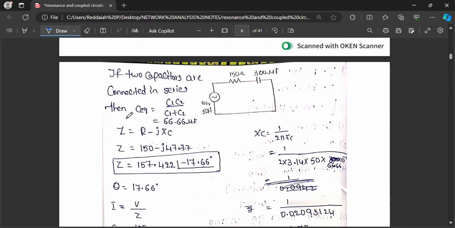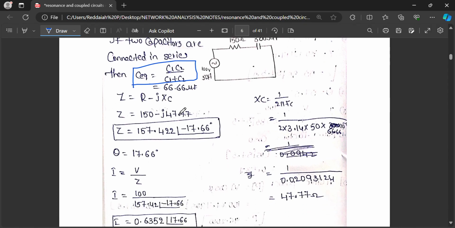Next, another one. If two capacitors are connected in series, what is C equivalent? Capacitor series means we have to consider it like a parallel combination of resistors. Similarly, Z equal to R plus jXC.